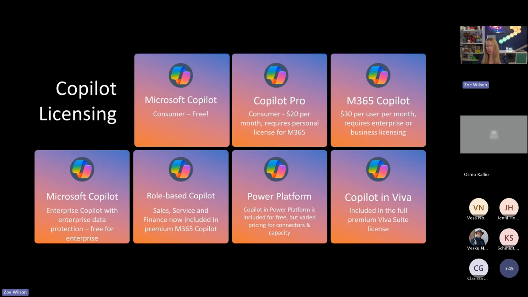And then we've got Copilot capability showing up in places like Power Platform and Viva. In Viva, there is no charge for Copilot, but there is a dependency on having that full Viva Suite license. And then Power Platform licensing, I'm not going anywhere near. It is included in the Power Platform licensing, but there is varied pricing for things like the connectors and capacity and things like that. So again, that depends very much on the use case.